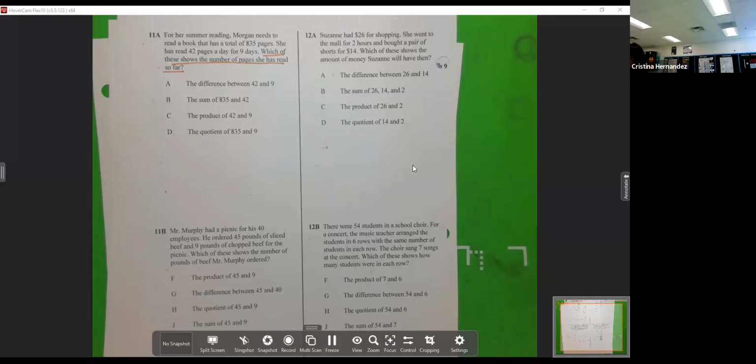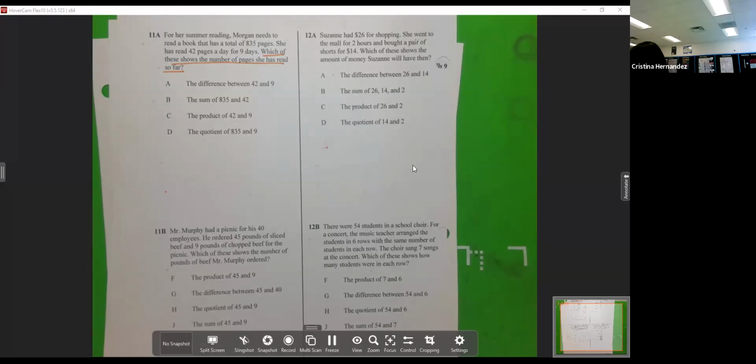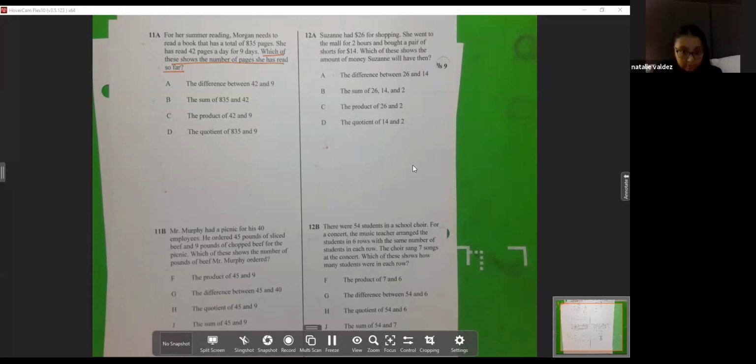So we need to figure out the number of pages she's read so far. What are we going to do? I know the answer, it sounds like. That's what he wants to do. The number of pages she's read so far. What number are you rid of?